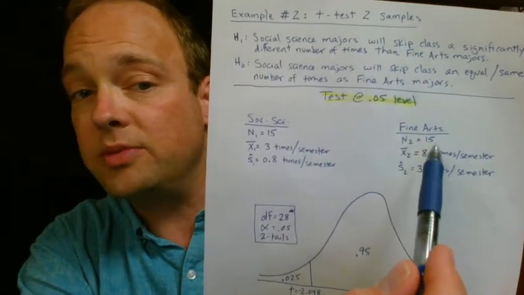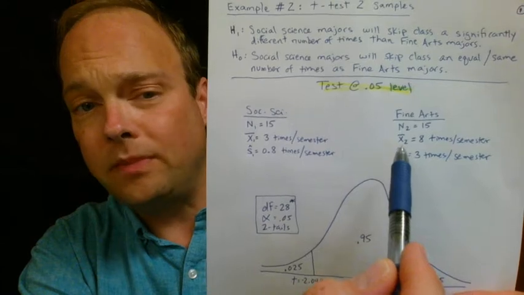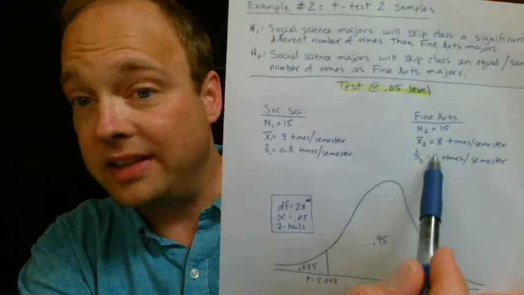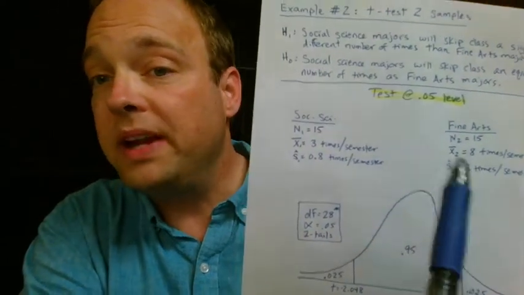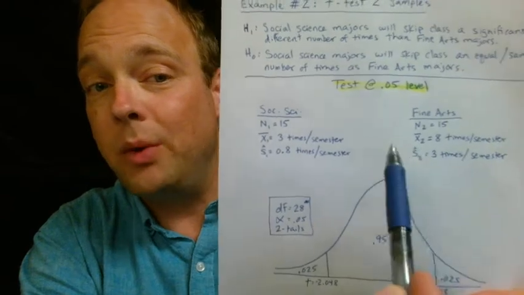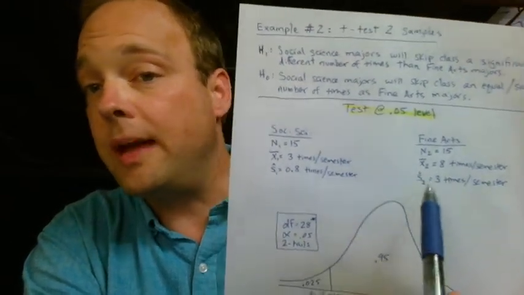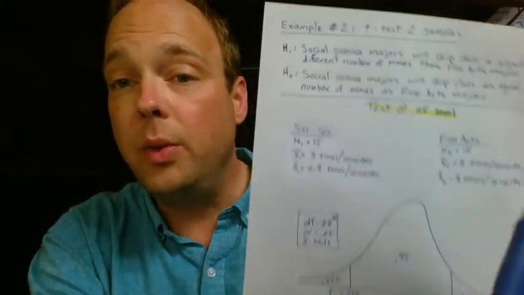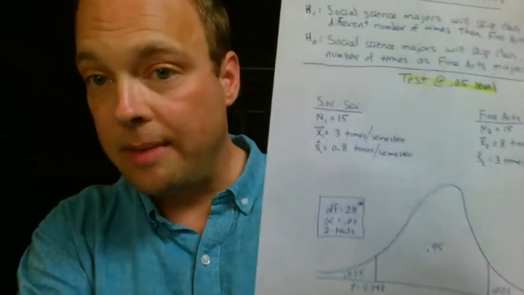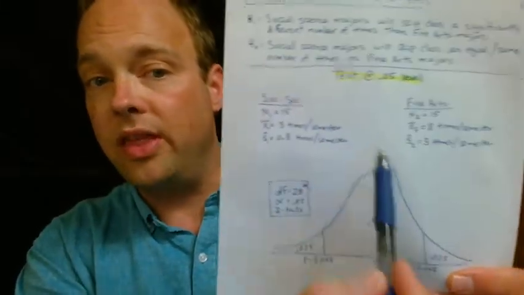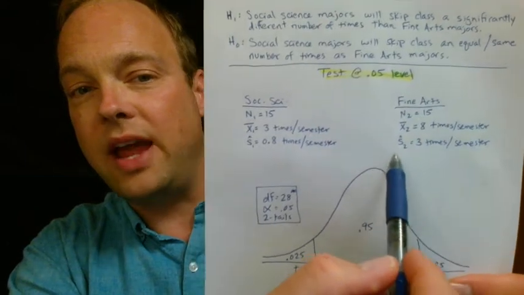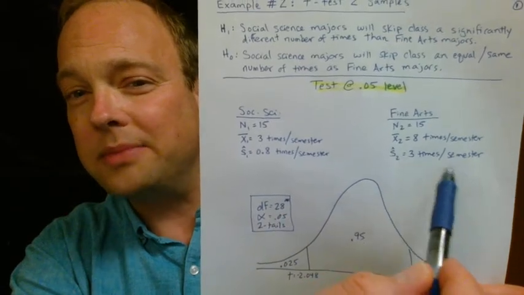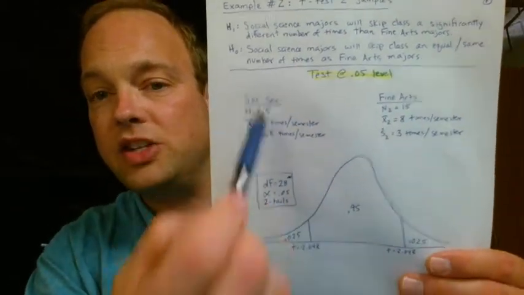Fine arts, same sample size, N sub 2 equals 15. So we have 15 fine arts majors. We have a mean sub 2 of 8 times, wow, 3 versus 8. That seems like a big difference, but we don't know if it's big enough to warrant rejecting the null hypothesis. But we do know that fine arts majors, according to this sample, do skip class more. We just don't know if the amount they skip is so great that we can warrant saying there's something other than sampling error or chance going on there. So a mean of 8 times a semester and a standard deviation, S sub 2, of 3 times a semester. So this is the given information.